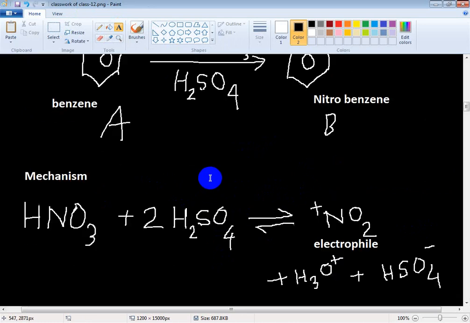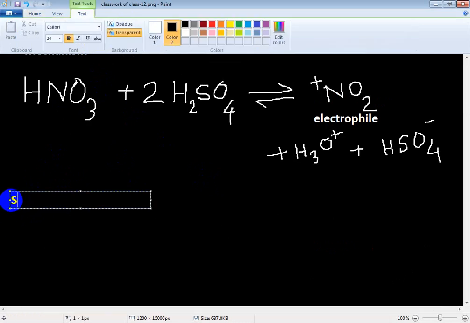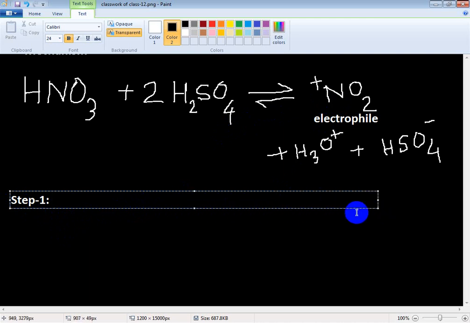This reaction occurs in two steps. Step one. I have skipped many things. Okay, step one, the electrophile attacks the benzene ring and forms a sigma complex. I am showing this at the first step.